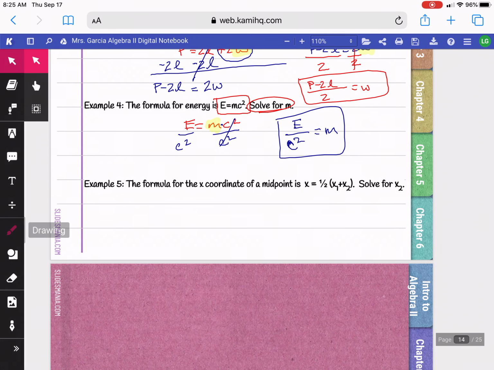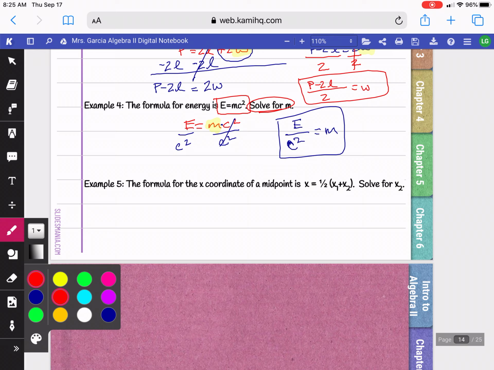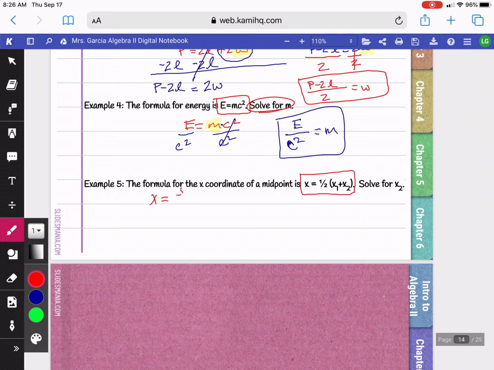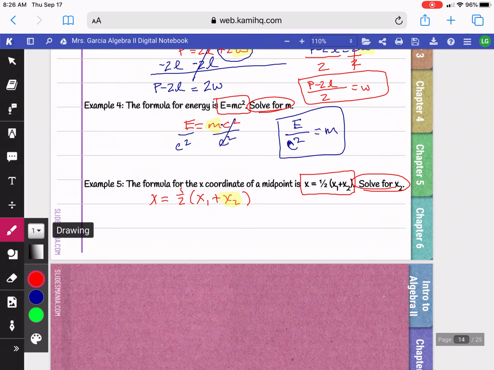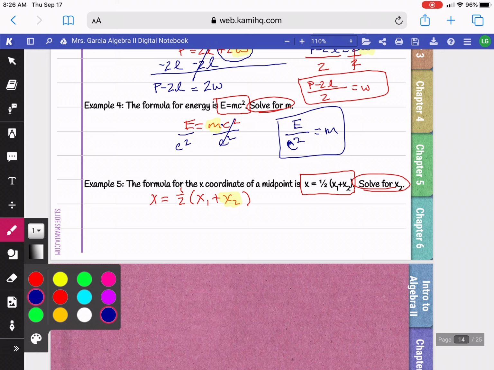The last problem here you should recognize from geometry. When you're finding the midpoint, you add your two x coordinates and then divide by 2 or take half. Same thing with the y's, but here we're focusing on the x coordinate. So we have this formula, x equals 1/2 times (x1 plus x2), and we're going to solve for x2. So right now, we look at x2. We need to see what it's stuck to or what they're doing to it first. So right now, the x2 is being added to the x1. So we can't undo the x1 yet because they're stuck together.